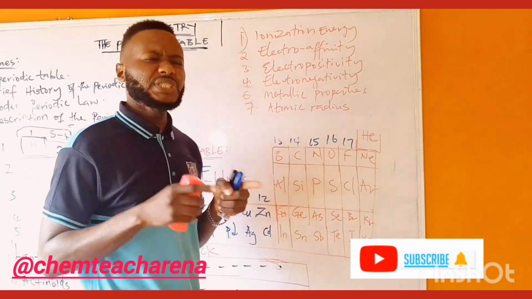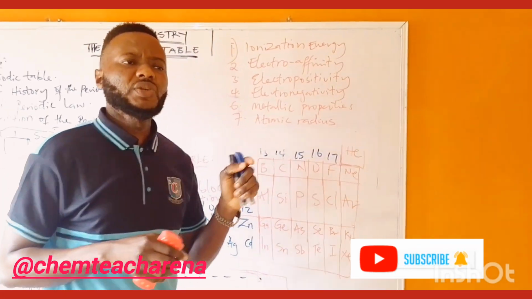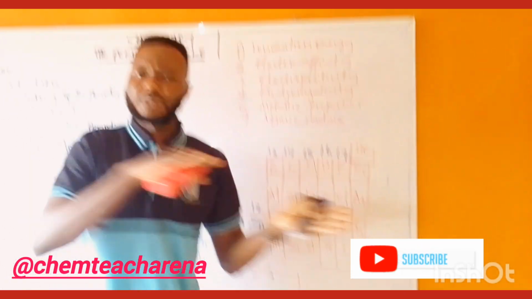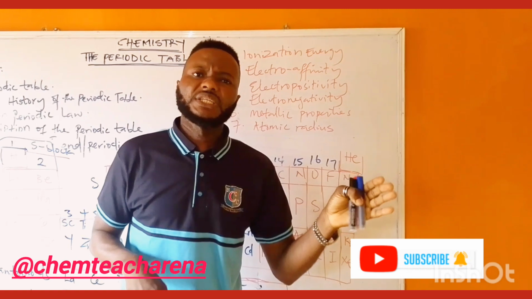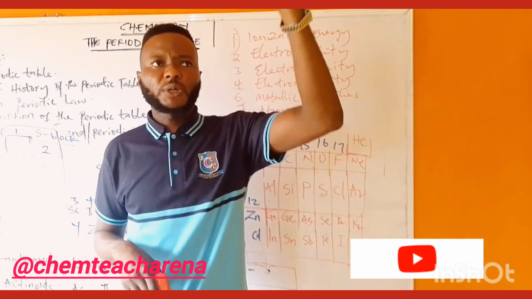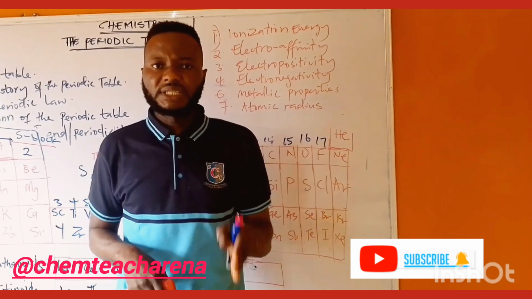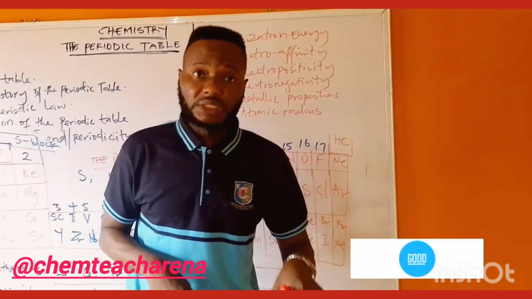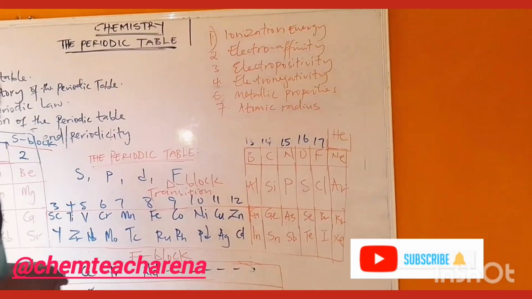Now, what is the periodic trend of ionization energy? When you move from left to right across the period, ionization energy increases. It increases. And when you move from top to bottom down the group, the ionization energy decreases. Let me quickly illustrate that.